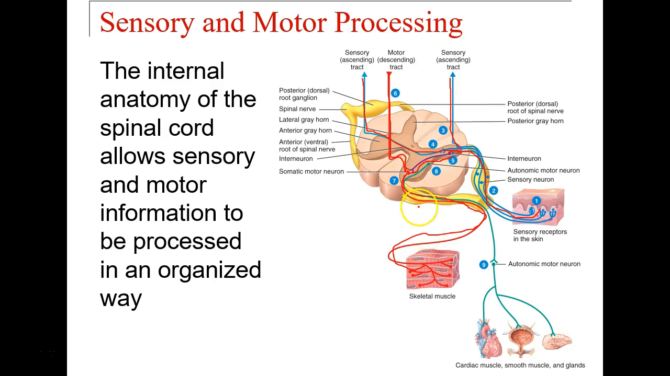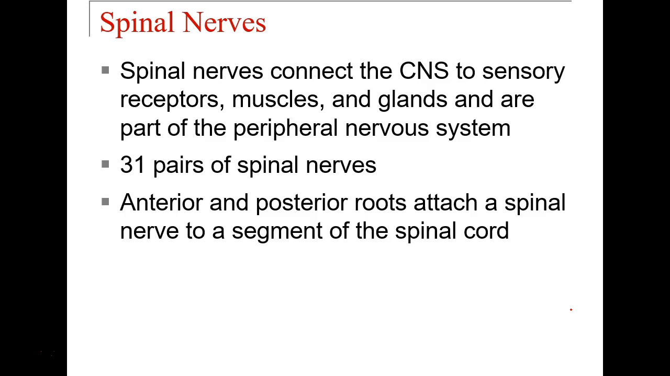This can either be through the somatic nervous system, which again is skeletal muscle only, or into the autonomic motor neuron, which will then attach to a secondary neuron, sending information to the designated organ. The spinal nerves connect to the CNS, to sensory receptors, and all other organs and glands. Again, 31 pair. We have anterior and posterior roots attaching to the cord.